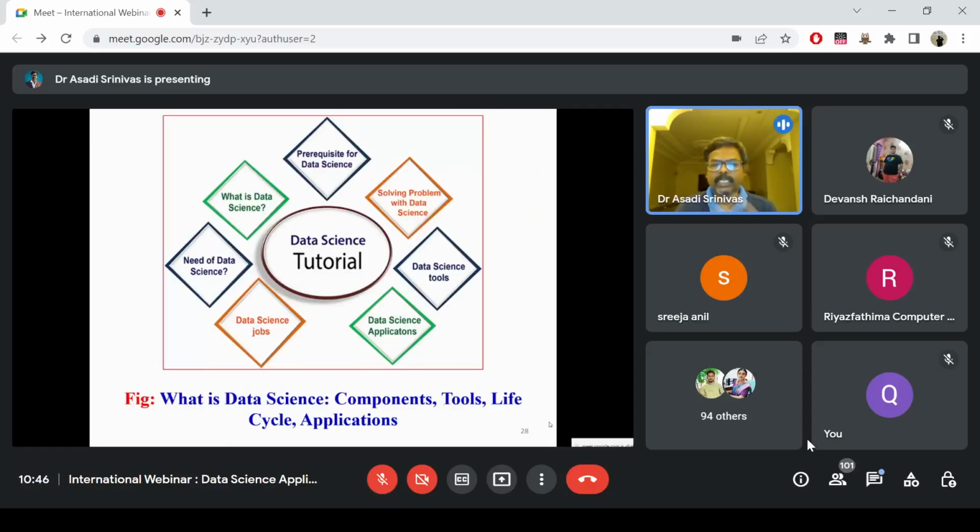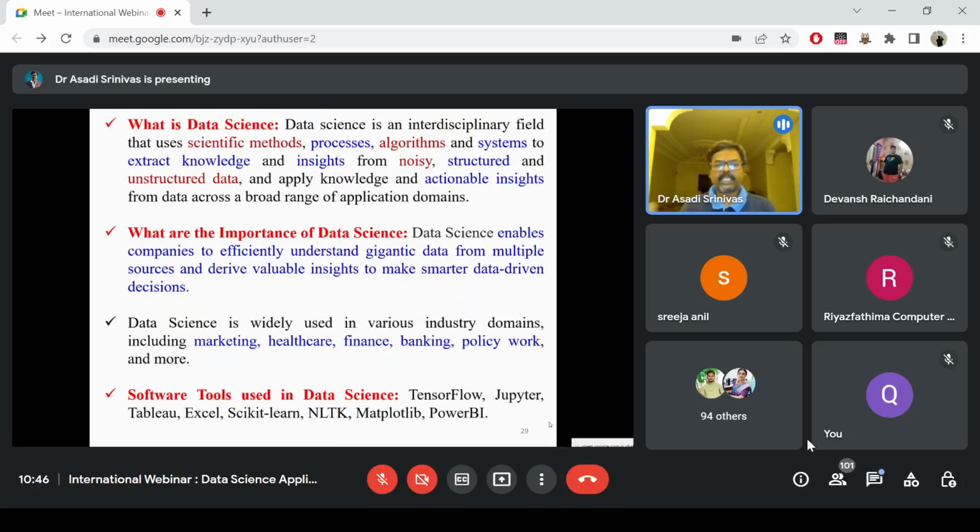And today I am going to explain the data components, tools, life cycle, etc. Starting with what is data science, prerequisites of data science, solving problems with data science, what the data science tools are, data science applications, data science jobs, need of data science, etc. And the definition of data science: it is an interdisciplinary field, the process of examining and finding hidden patterns from a huge volume of data by applying various tools and techniques like statistical techniques, artificial intelligence techniques, machine learning and deep learning in order to extract meaningful analytics. That is called data science.